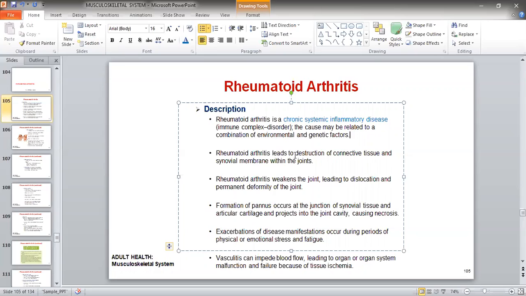Rheumatoid arthritis leads to destruction of the connective tissue and synovial membrane within the joint. So you know the joint, two bones are put together through a ligament, tendon, and in between the joint there is some fluid. It's called synovial fluid, and synovial fluid is covered by synovial membrane. So inflammation of the joint, inflammation of the synovial membrane, and destruction occur in the synovial membrane and other connective tissue. What is connective tissue? Connective tissues are the bones, blood, all of tendon, ligament.